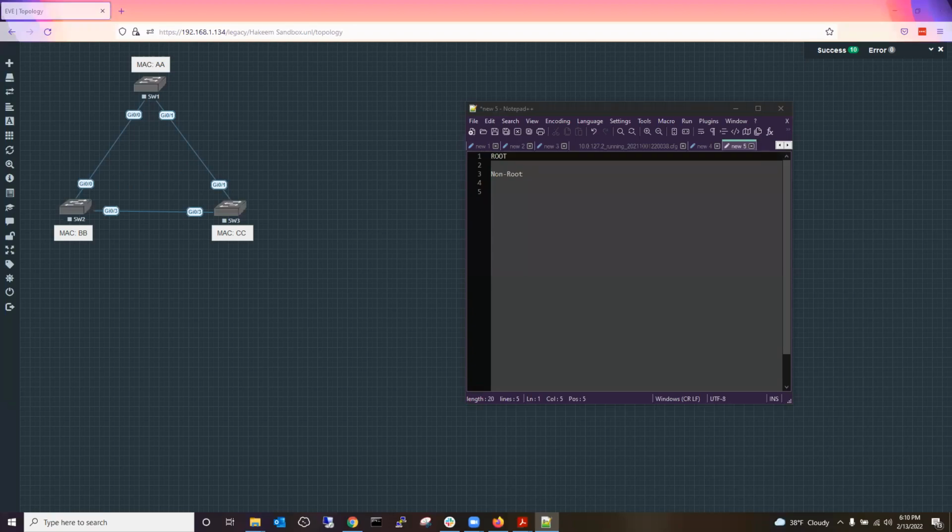This is mostly for Hakeem. Y'all can of course ask questions, but this is mostly for him, just a refresher. I want to make sure and test to see if he still knows his Spanning Tree stuff. If there are some missing gaps, we'll go ahead and touch on it.